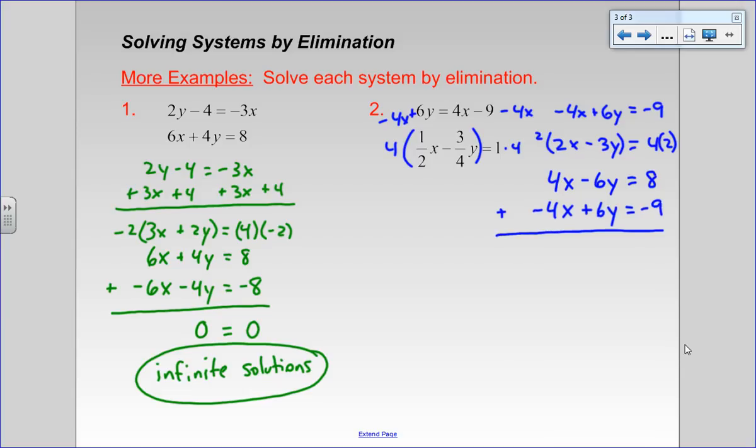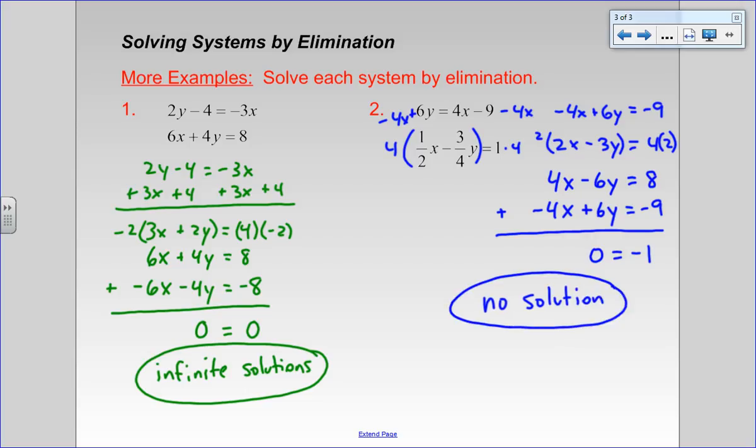When we add the equations together, we see that once again, both the x terms and the y terms cancel out, so the left-hand side is 0. And on the right-hand side, we have 8 plus negative 9, which is negative 1. Obviously, 0 equals negative 1 is a false equation. This indicates that the original equations of our system would be parallel lines, and therefore this system has no solution.